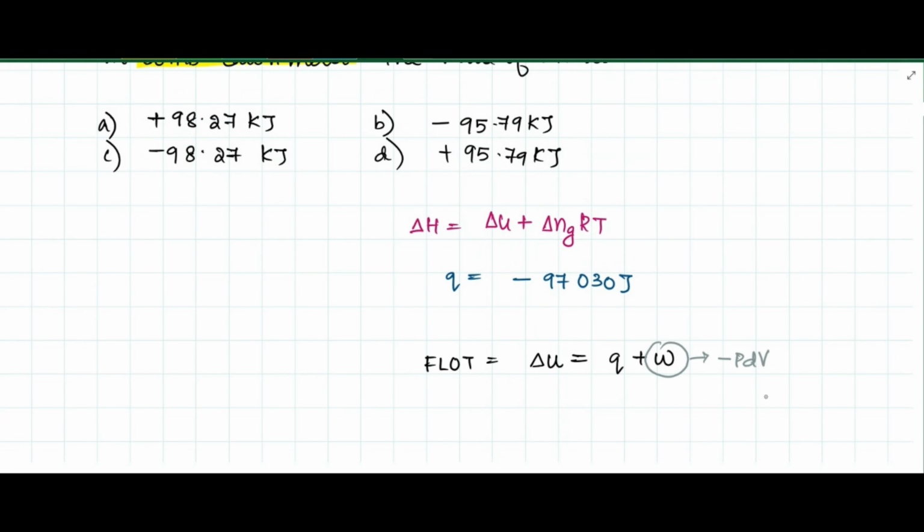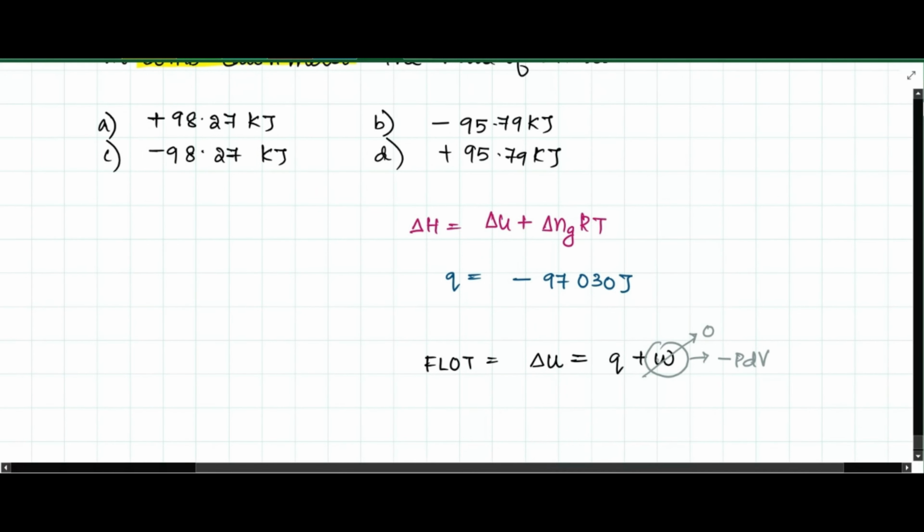Inside a bomb calorimeter, there is no change in volume. dV is 0. So essentially, this work done is also equal to 0. Whenever you see the word bomb calorimeter, understand that since the volume won't change, the work done is going to be 0. So from the first law of thermodynamics, delta U is equal to Q plus 0, or essentially whatever Q is, that is delta U.